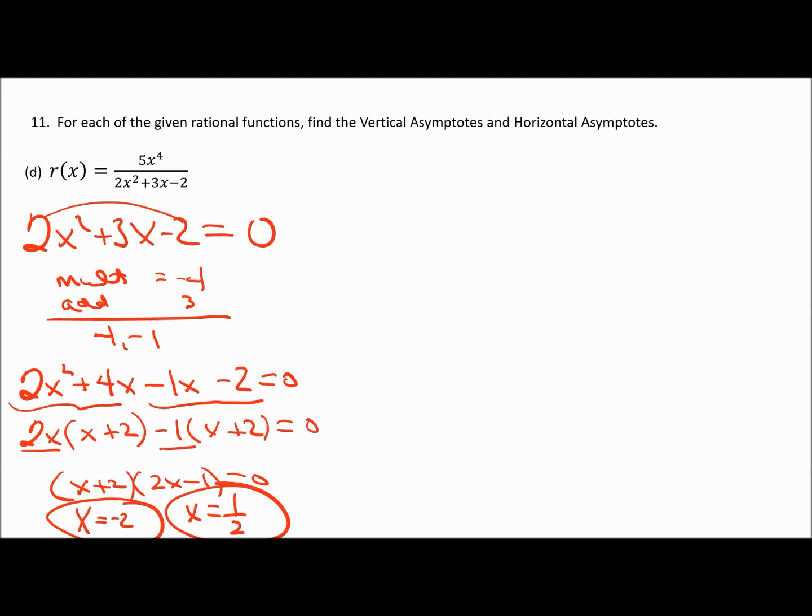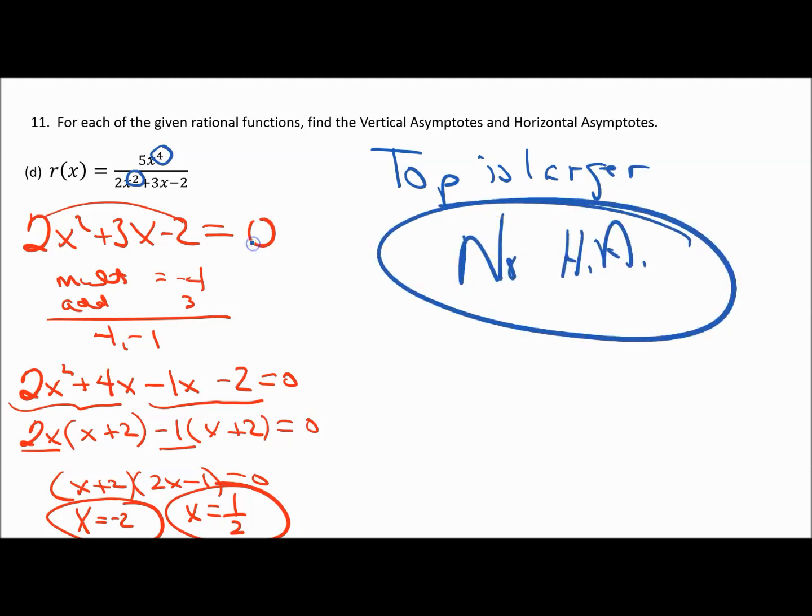Now, horizontal asymptote, you compare the degree of the numerator, which is 4, to the degree of the denominator, which is 2. If the top is larger, there is no horizontal asymptote. Okay, so I'm not doing 5 over 2 in this case. Notice it's only when the degrees match do you do leading coefficient over leading coefficient. If the top is larger, and 4 is larger than 2, okay, then there is no horizontal asymptote.